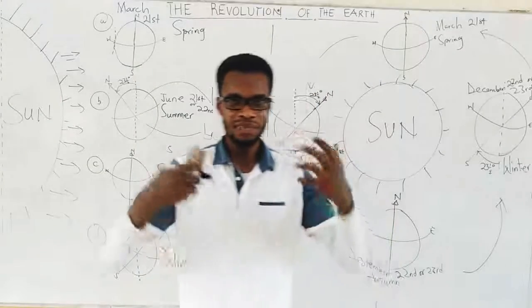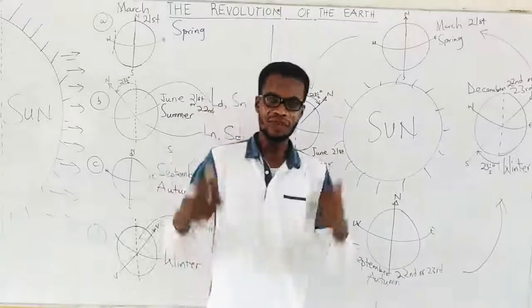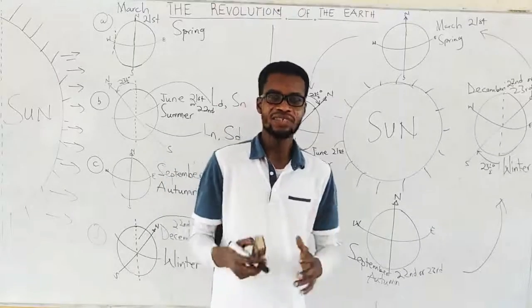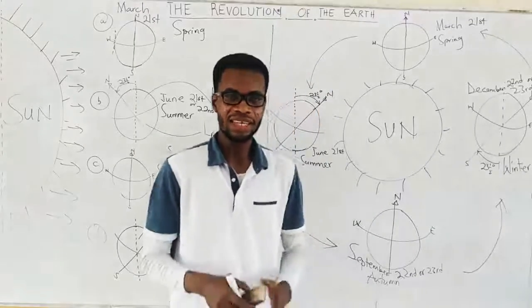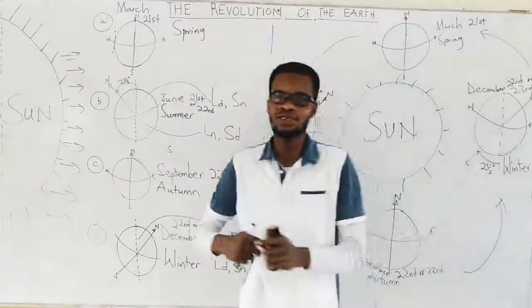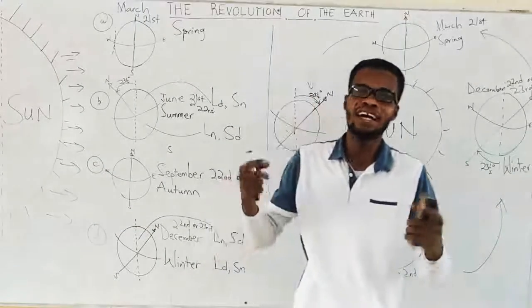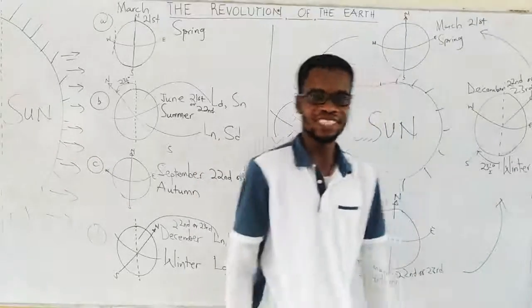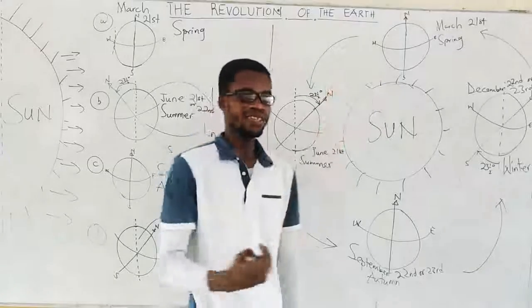For that matter, the axis of the Earth does not incline. The axis of the Earth does not incline, thereby making the overhead sun fall on the surface of the Earth, forming an angle of 90 degrees. You get that explanation? Yes. Then you move ahead, you talk about solstice.